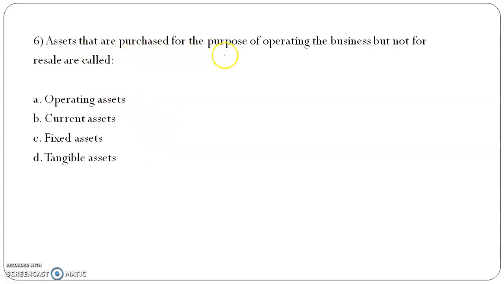Assets that are purchased for the purpose of operating the business but not for resale. So here we have assets that are purchased for the purpose of operating, that we are not going to sell, because here we are using these assets for operating the business. So these are what? Fixed assets. These are never current assets, because current assets we can sell, we can convert into cash. But here we have fixed assets which we are going to keep for the long term. All these are fixed assets only.